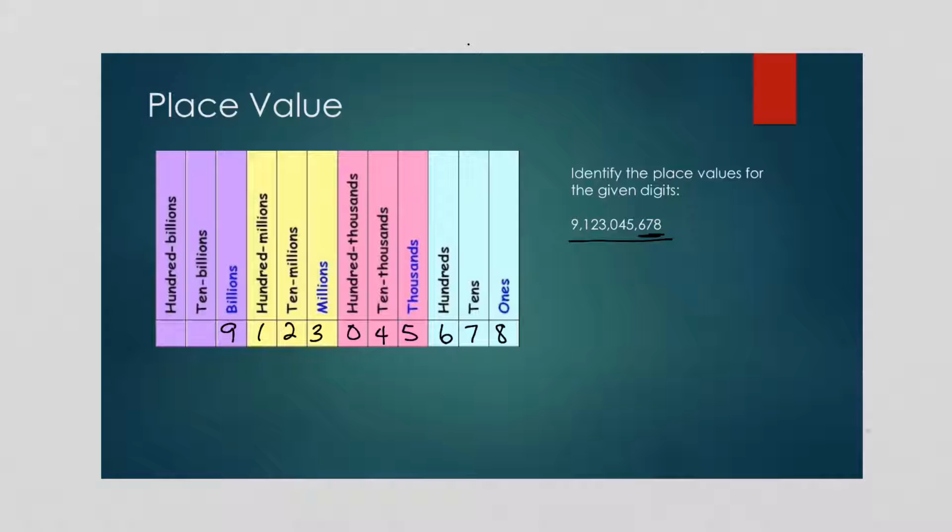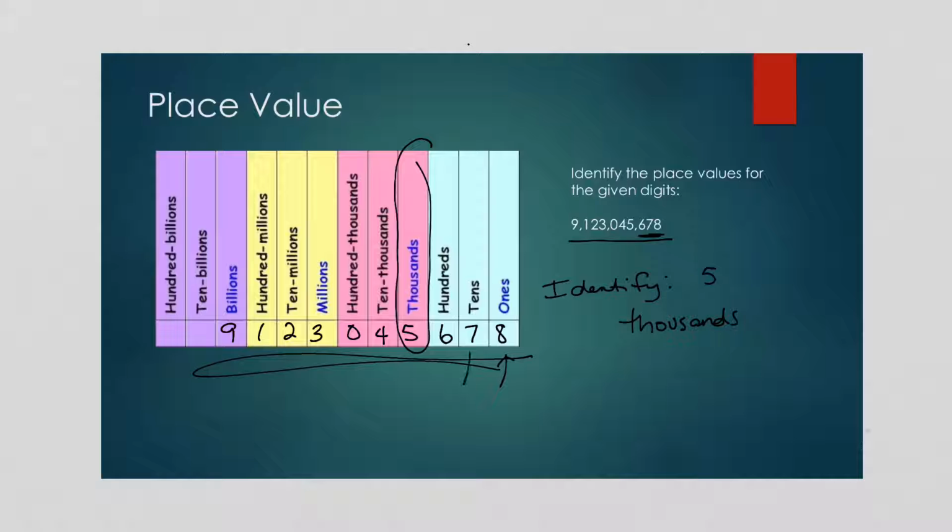And if I want to identify the place of, let's say the 5, it is right here, in the thousands place. Using this chart, I can identify where every single number is located. 8 is located in the ones place, 7 in the tens, and of course I'm just reading straight up from the number. Because I placed it in this table, I can identify the location of every single one of these numbers. And remember, only one number per little box. So what if I said to identify the 3? You would tell me it's in the millions place.